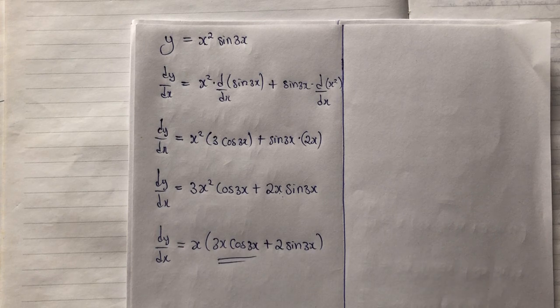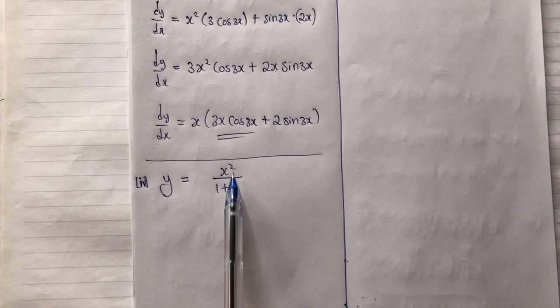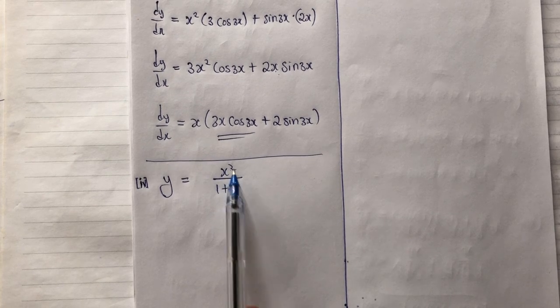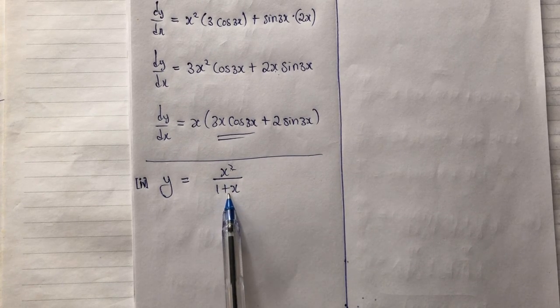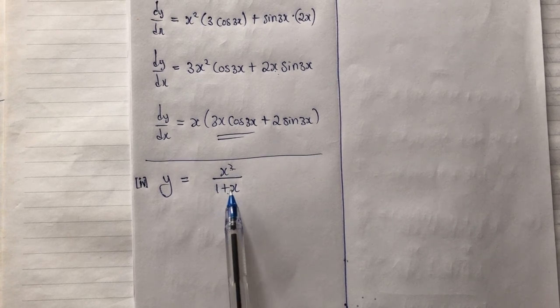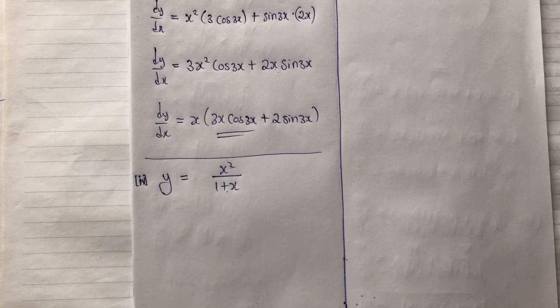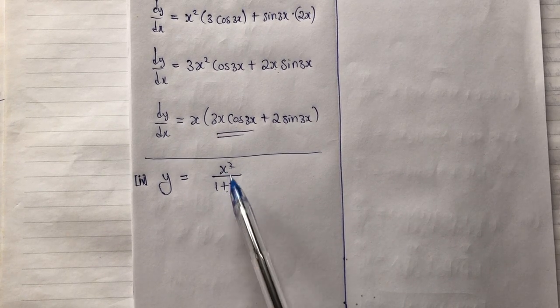So you choose the method you want. If you want to use the variables u and v, you can use them. If you want to do it straightforwardly like this one, you can also use that. So this is a division. We have a function, let's say f of x, dividing another function g of x, or a function u dividing another function v. So we apply what we call the quotient rule. We apply the quotient rule for this one.